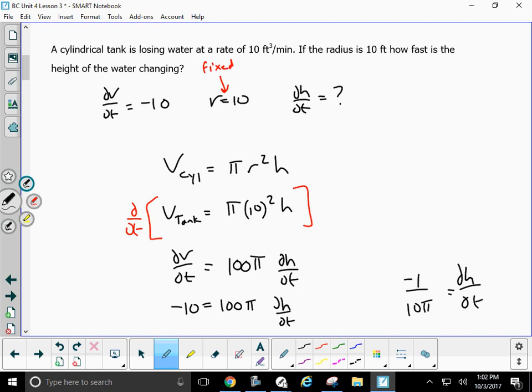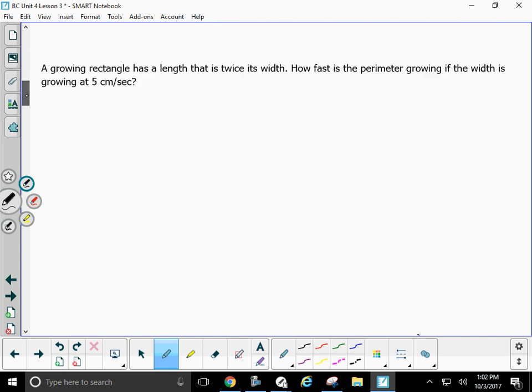So if h's derivative is negative, that means h is decreasing. The height of the water is going down. Does that make sense? Yes, the volume of the water is going down, so the height should be going down, so voila, this would be in feet per second, okay? Plugging in fixed values, that's the key.